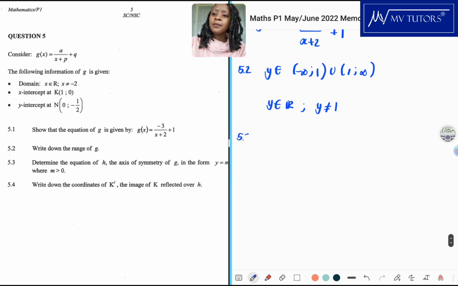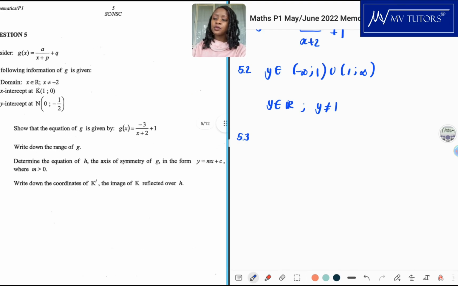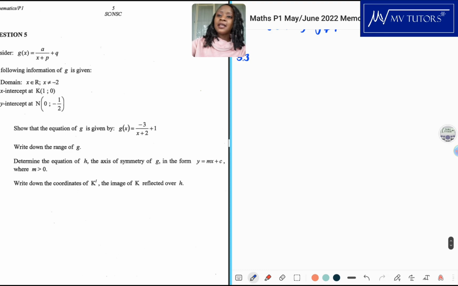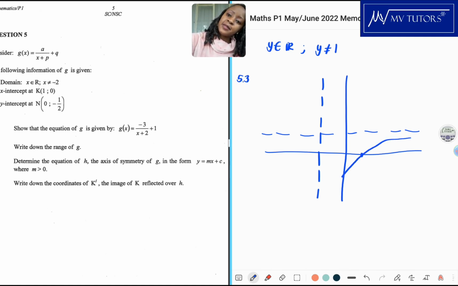Then 5.3, determine the equation of h, the axis of symmetry of g, in the form y is equal to mx plus c, where m is bigger than 0. Okay, let me just redraw this graph again. Okay, so we know our vertical asymptote there is at 2, our horizontal is at 1. My graph is definitely not to scale. We have our x and y intercept. Okay, and we have our other form of the graph.